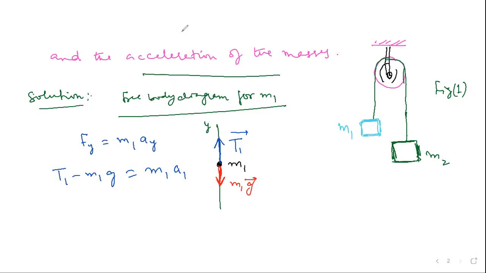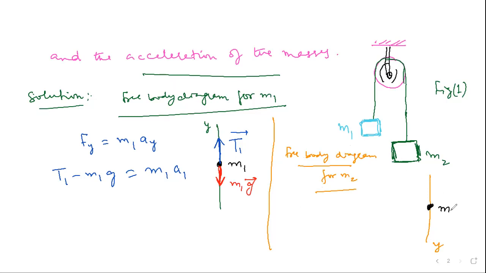Similarly, let me make first a partition here. Free body diagram for M2. M2 is heavier. So diagram is like this. It is going downward. So I take downward direction as positive. This is my M2. Now it is experiencing weight in downward direction.